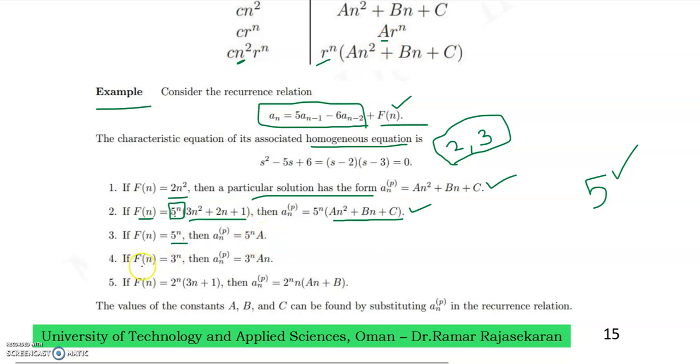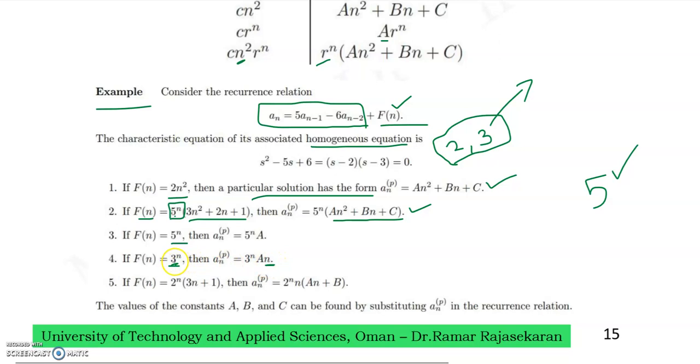Now f(n) is equal to 3 to the power n. Now you have to be very, very careful. You see this number 3 is matching with one of the roots. So what do you do? If this number is matching with one root, then you multiply by n one time. Multiply by n, and the rest is the same. See, you write 3 to the power n, then multiply by one constant, but the extra factor is one n.